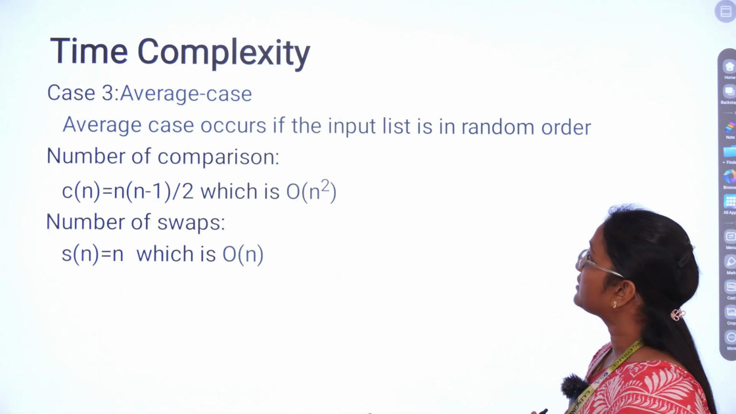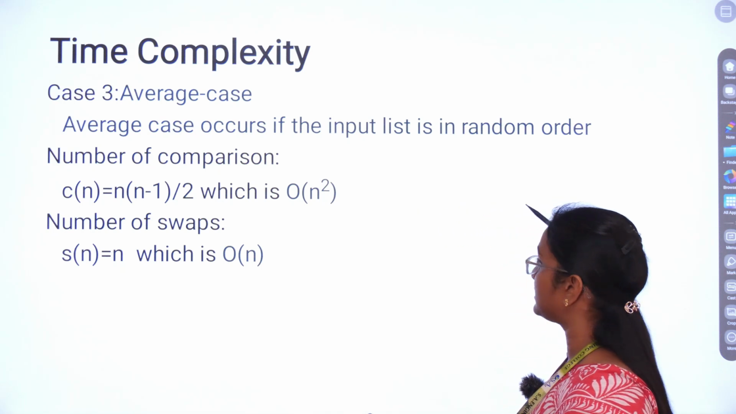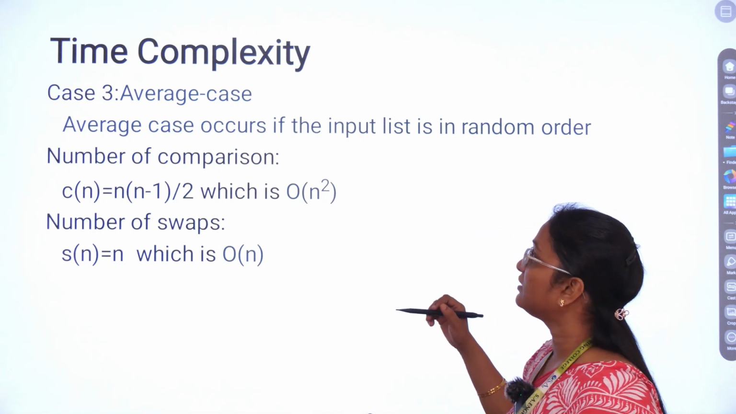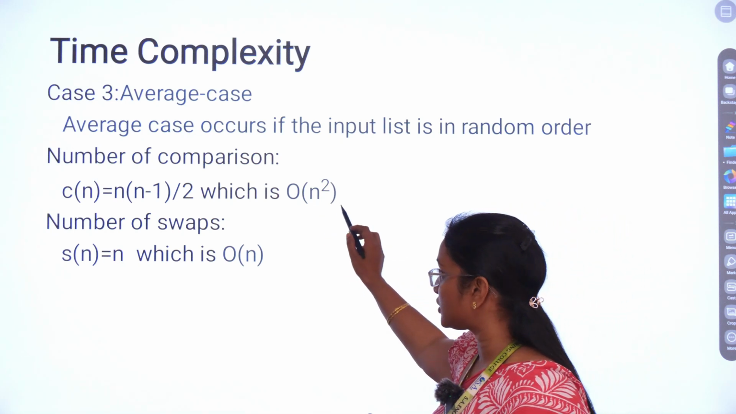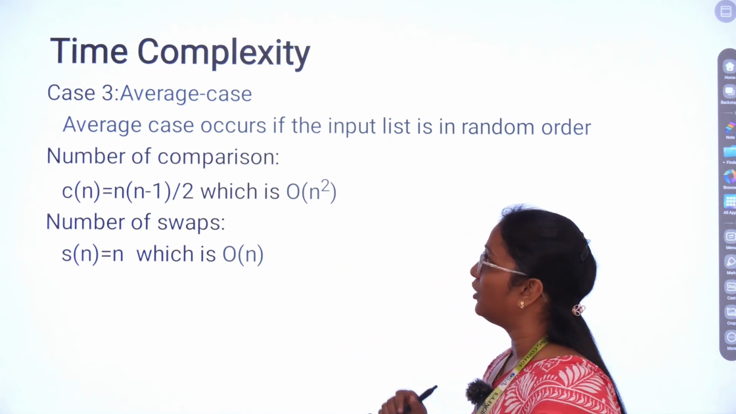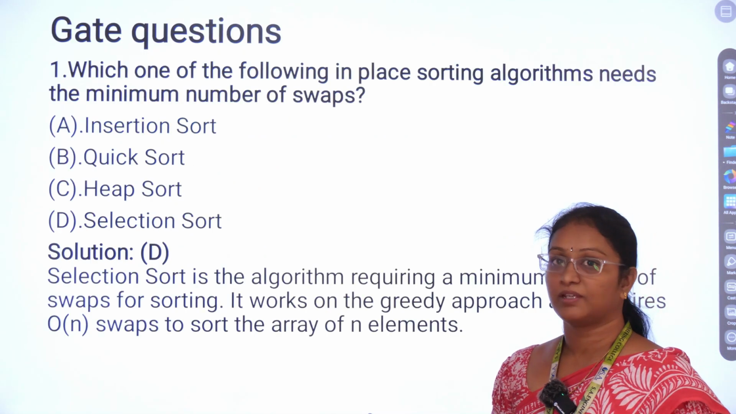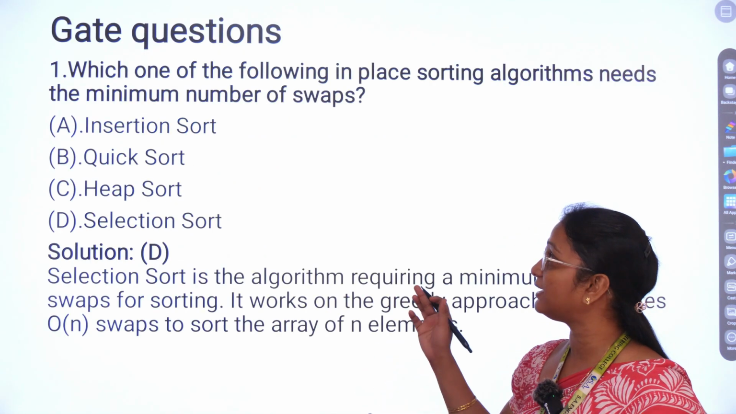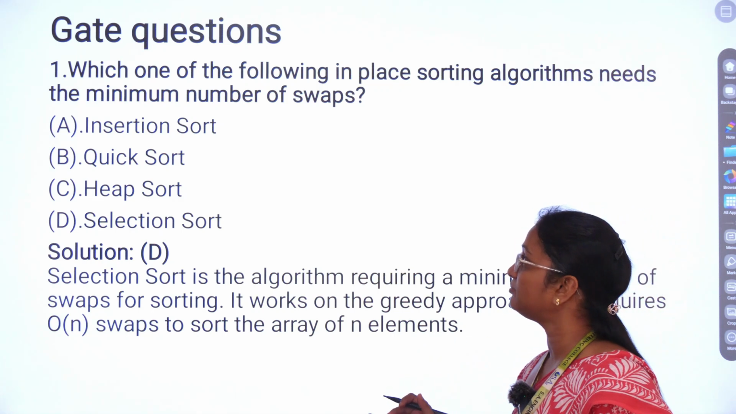Next, average case. This case occurs if the input list is in random order. Here the number of comparisons is also order of n square and the number of swaps is order of n. Okay, that's all about the selection sort algorithm. Now we can solve the GATE questions related to selection sort algorithm.